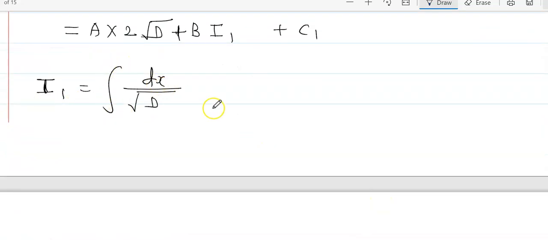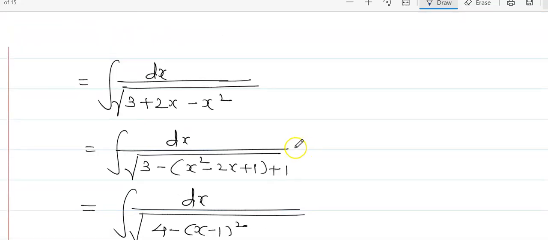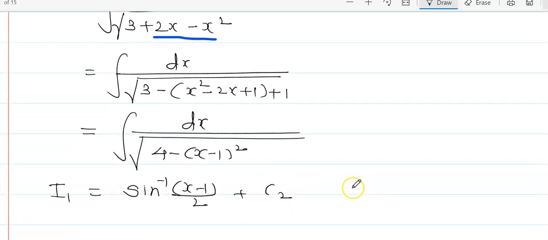I1 is equal to the integral of dx upon root of d. Find this integral. Take the minus sign common from these two terms. Then you will get x square minus 2x. Divide 2x by 2, that is 1. 1 square is 1. Actually we are subtracting 1, so it is balanced by plus 1.